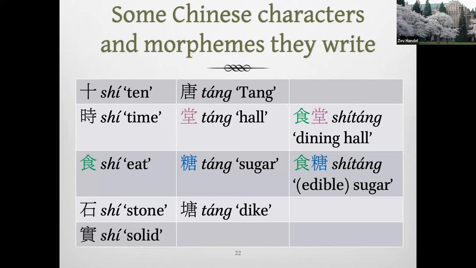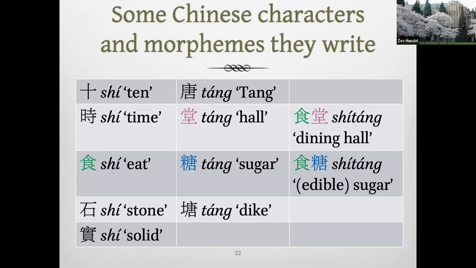Solid. Shi. Okay, there are five different morphemes. They're homophonous. Just like in English, we have bear, the animal, and we have bear, to withstand. They're completely unrelated words. They have different meanings. They're pronounced the same. These five are pronounced the same, but they're distinct morphemes, distinct combinations of sound and meaning. Each one gets written with its own character.